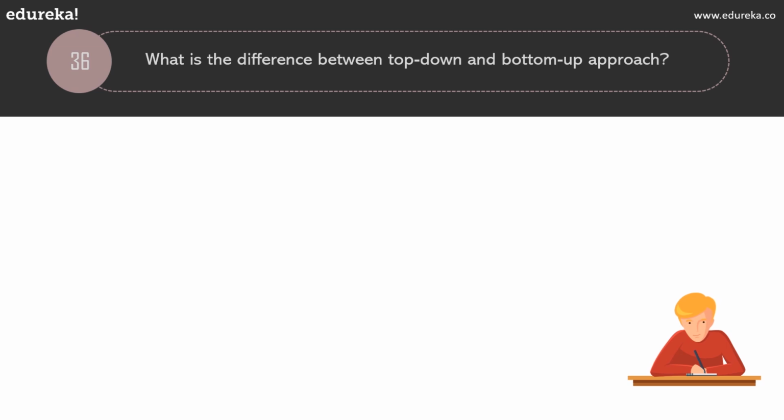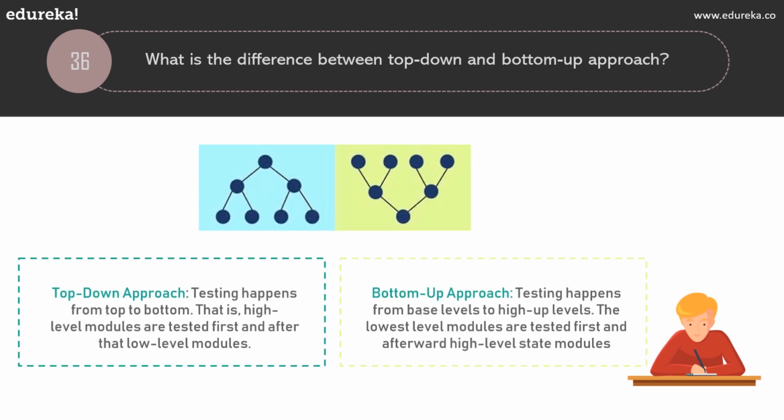The next question that we have is, what's the difference between top down and bottom up approach? Well, it's all there in the name of the term itself. In top down approach, testing happens from top to bottom. That's, high level modules are tested first and after that low level modules. And lastly, low level modules are incorporated into the high level state to guarantee that the framework is working as it's supposed to. Similarly, in bottom up approach, testing happens from base levels to high up levels. The lowest level modules are tested first and after that high level modules. And lastly, high level modules are incorporated into the low level state to see if the framework is working as expected or not.